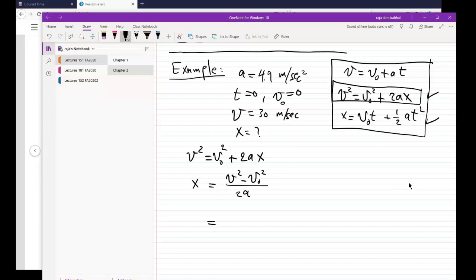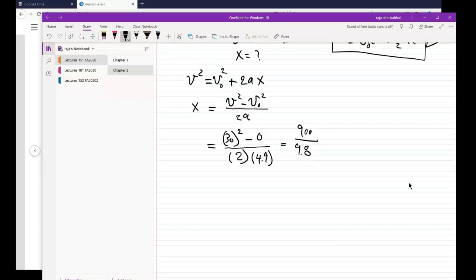And that will be equal to 30 squared minus 0 divided by 2a, so that 2 times a is equal to 4.9, and that'll be 900 divided by 9.8. And when I calculate that, the distance traveled is 92 meters. There we go.